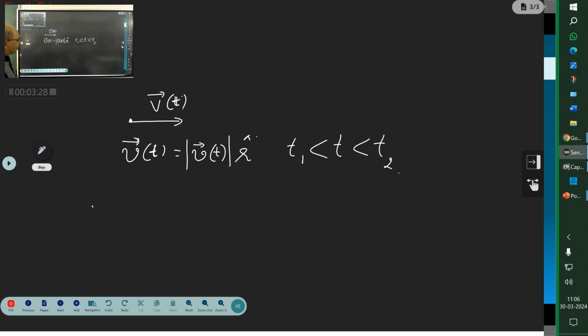Now try to understand this. V bar of t represents what? Velocity of a body. Understood? So velocity of a body is what? It means it is a physical quantity. What is V bar of t? Velocity. Okay, Dhana, it is the velocity. It is a physical variable. This thing is a physical quantity.